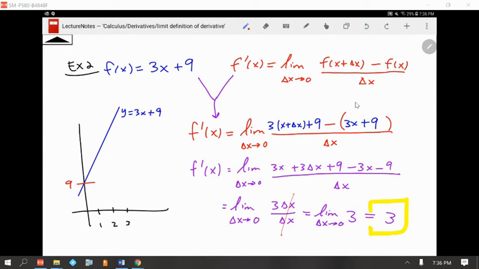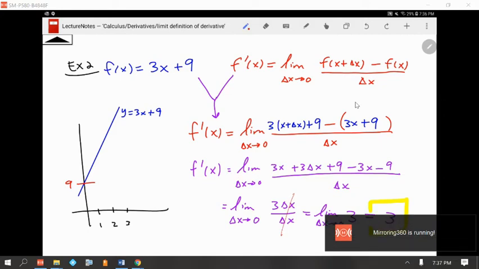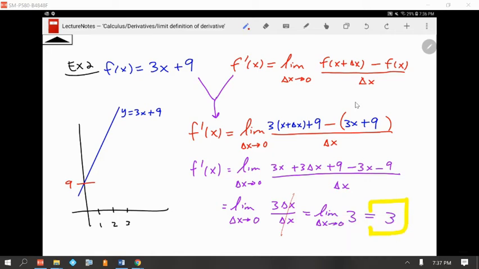Cool. So example 1, example 2 are very similar. Obviously, we're not going to use lines every time, but I started with lines because they're the best ones. Remember, this whole derivative thing is about the slope of a tangent line. That's what it's about. That's the concept behind it. Is the slope of a tangent line. Slope, okay?